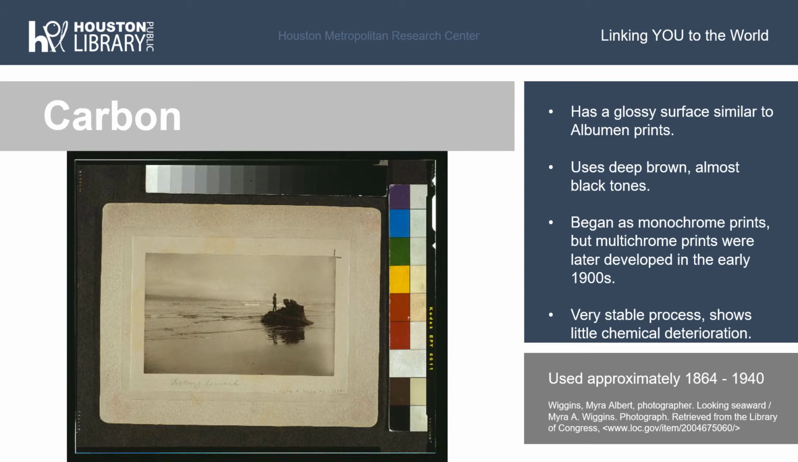Similar to albumen prints, carbon photos are developed onto a thick paper support. These prints are recognizable by their deep brown, almost black tones. While originally used for carbon black prints, carbon photos could also become developed with different colored dyes, an early form of color photography. The carbon print was invented in the latter half of the 19th century and was a popular form of photography in the early 20th century until it became largely replaced by chromogenic prints.